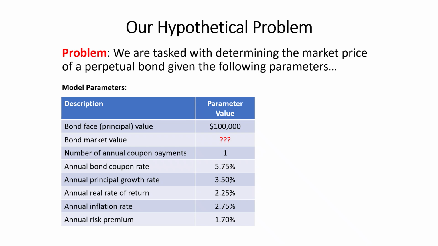The coupon payment for this exercise will be 5.75%, and then we're going to allow the principal to grow. So what you will have is a perpetual bond where the principal value grows and grows and grows. So the coupon payment itself grows and grows and grows, but the principal is never repaid. We'll assume a real rate of return exactly the same as in the previous section, 2.25%, the annual inflation rate of 2.75%, and the annual risk premium, which covers default risk, term risk, and all that kind of stuff, is 1.7%.